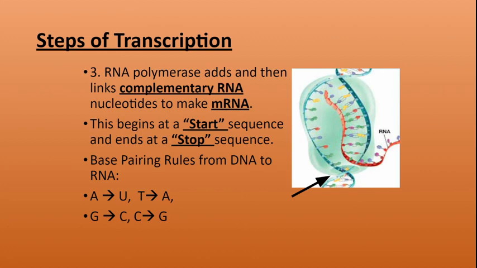Now, our base pairing rules from DNA to RNA are going to be: A pairs with U, T pairs with A, G pairs with C, and C pairs with G. That is how that is going to work for DNA to RNA. So we have our DNA double helix reforming here as our RNA is coming in.